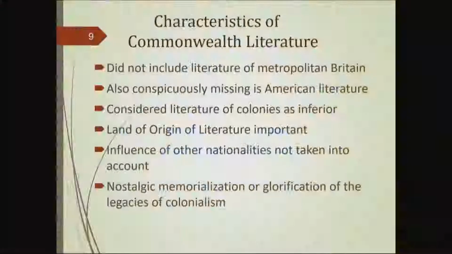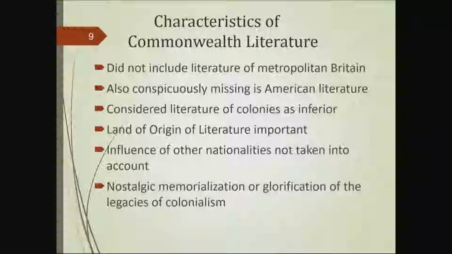Why the distinction? Secondly, we all know that America was a part of post-colonial literature because America was also colonized. But very astonishingly, we find that in the Commonwealth literature, there is no place for American literature. And that also raises a question mark.